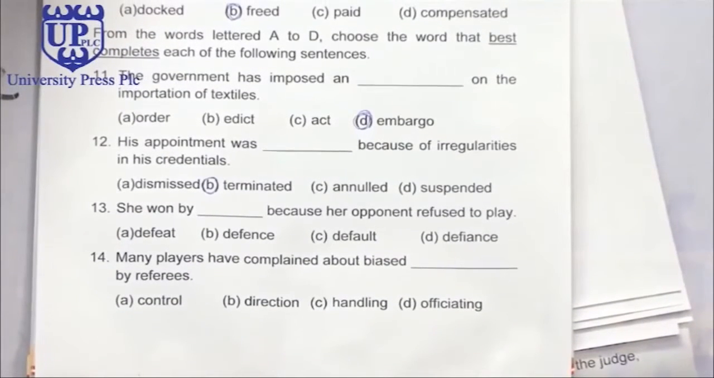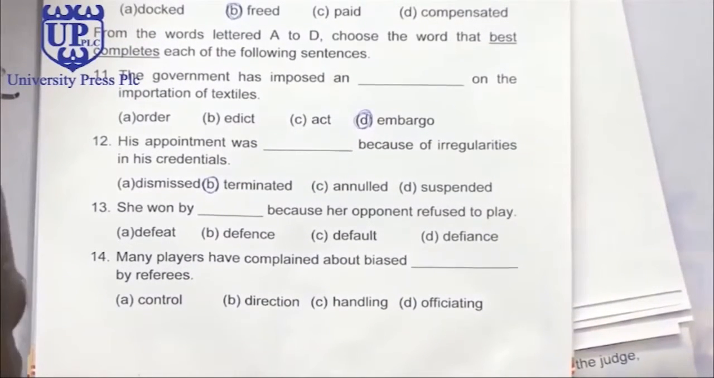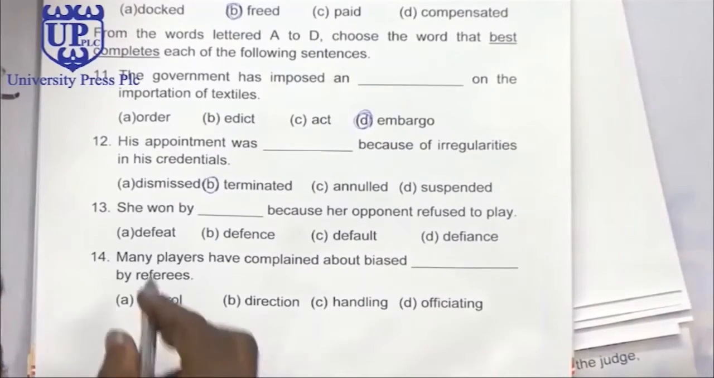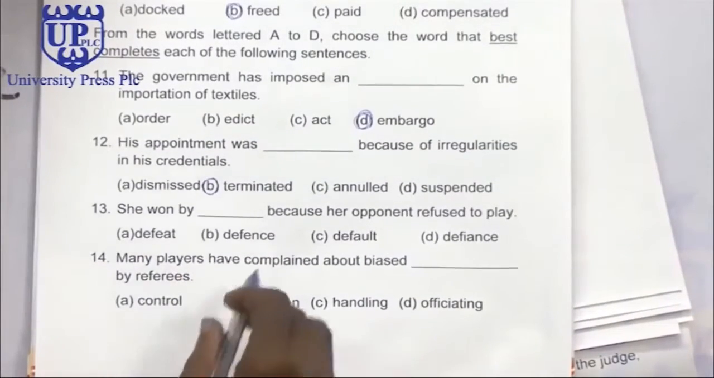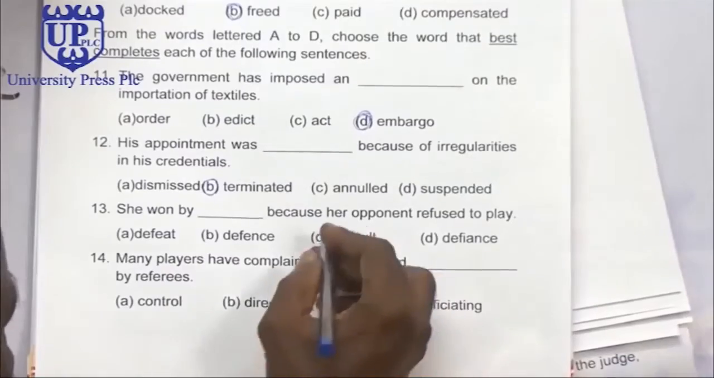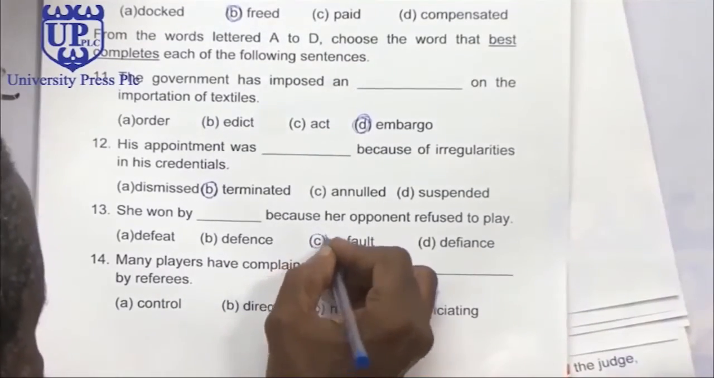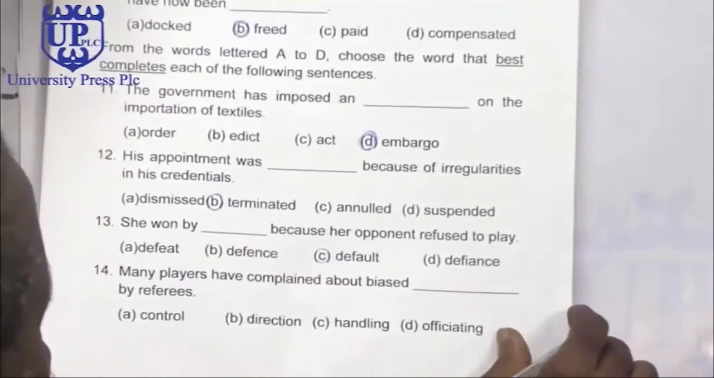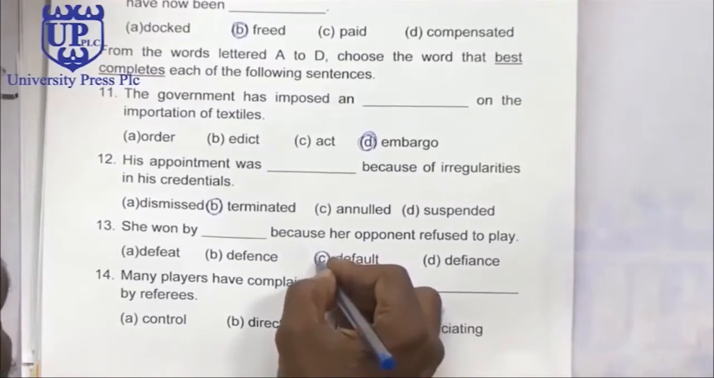Number 13, she won by dash because her opponent refused to play. Cannot win by defeat, cannot by defense, not by defiance, it's by default. That is the correct one, by default.